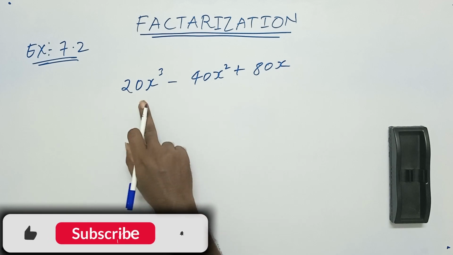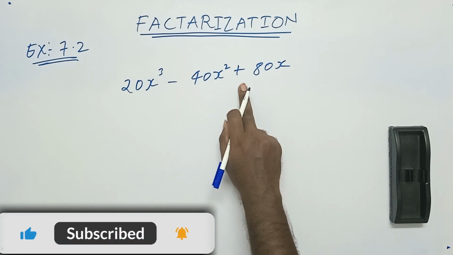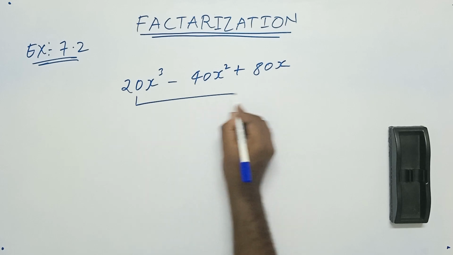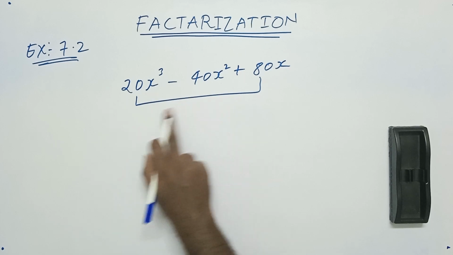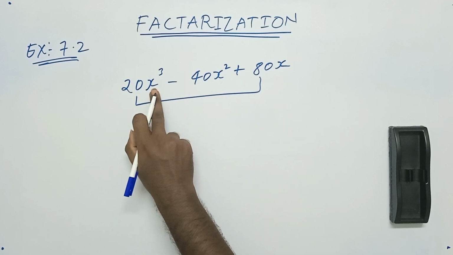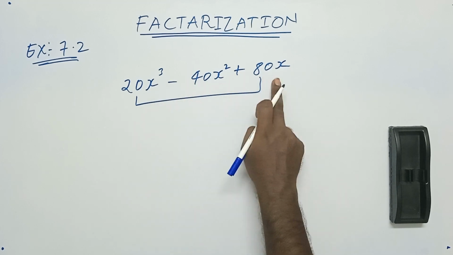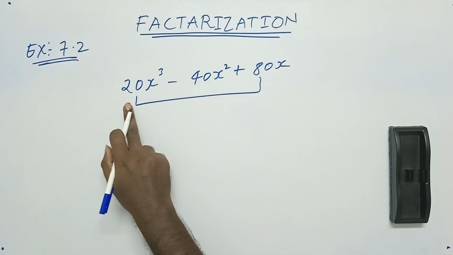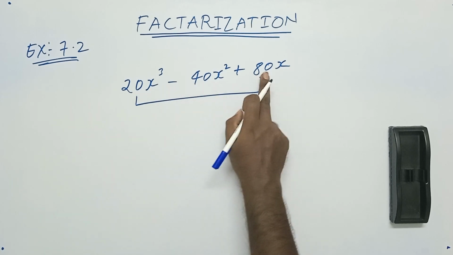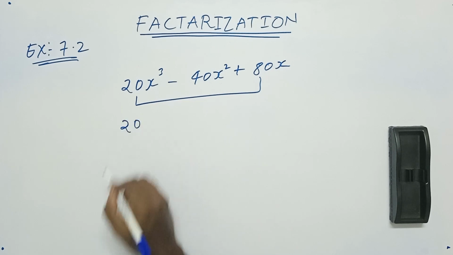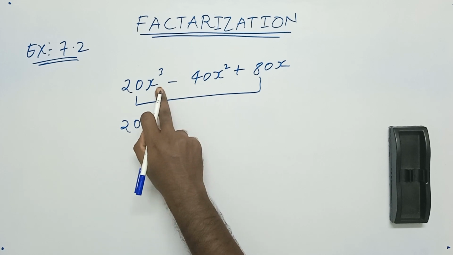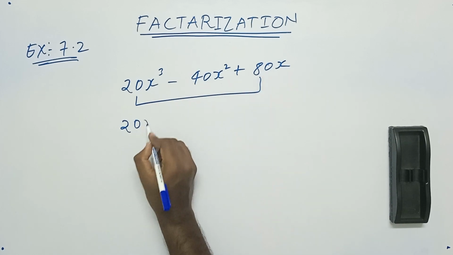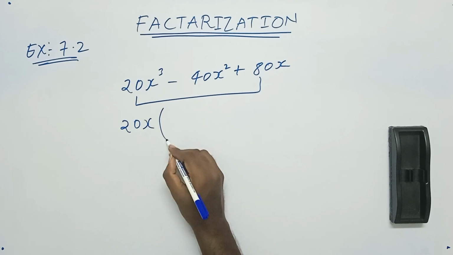So our next problem is 20x power 3 minus 40x square plus 80x. So now we are going to find the factors of this given expression. So what are the terms? There are three terms. So we are going to compare the three terms by their HCF, right? What is the HCF of 20, 40, 80? 20 is the HCF, right? Then we have x power 3, x square, x. What is the HCF? X is the HCF. So now we have taken common.